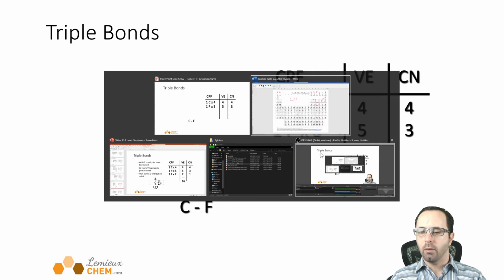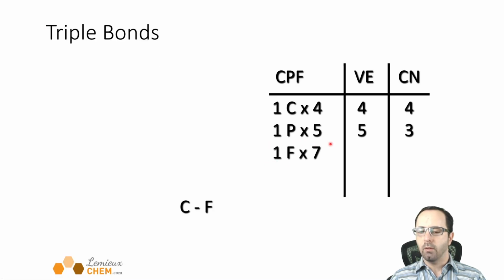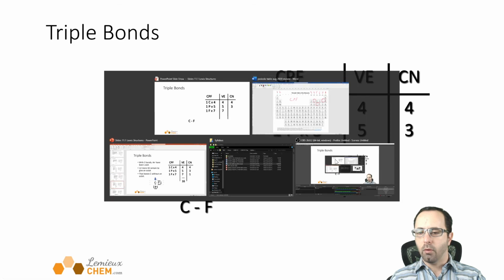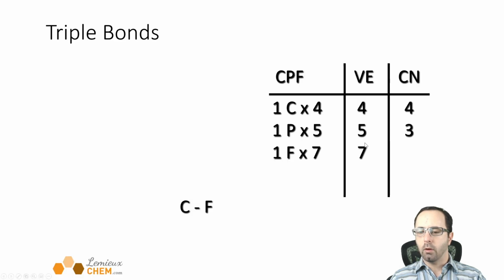Next, we have 1 fluorine. Fluorine is group number 7, so it has 7 valence electrons. And the total number of valence electrons from fluorine is 1 times 7, 7 valence electrons. Finally, for covalence number, since fluorine starts with 7 valence electrons, it would need 1 more to have 8, so the covalence number is 1.